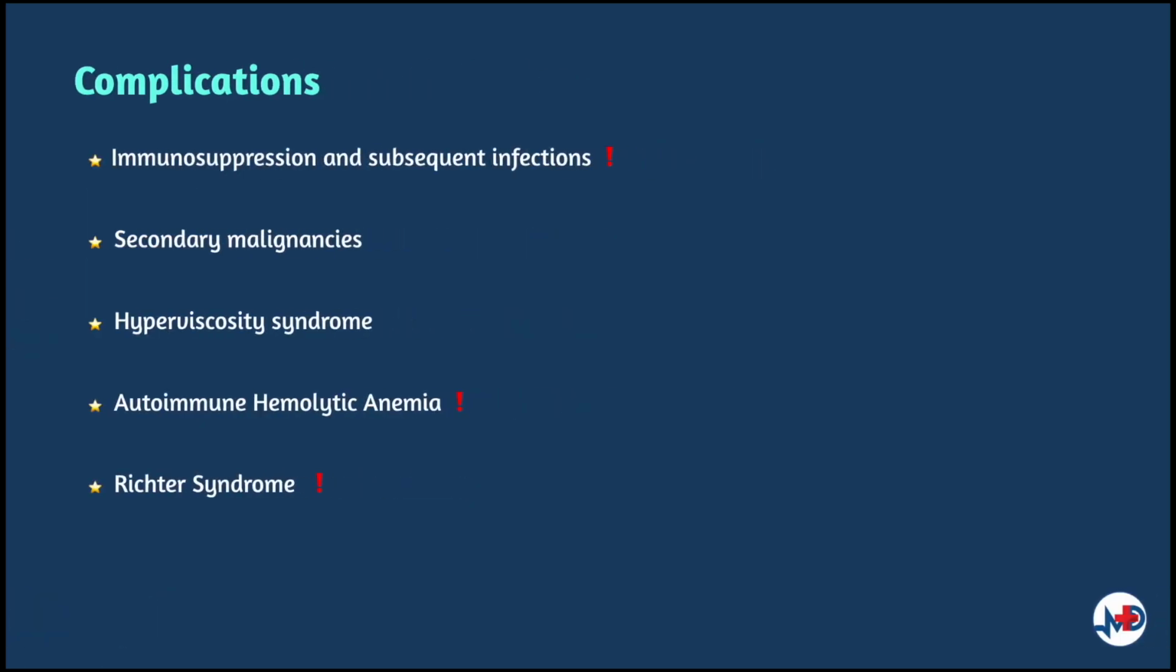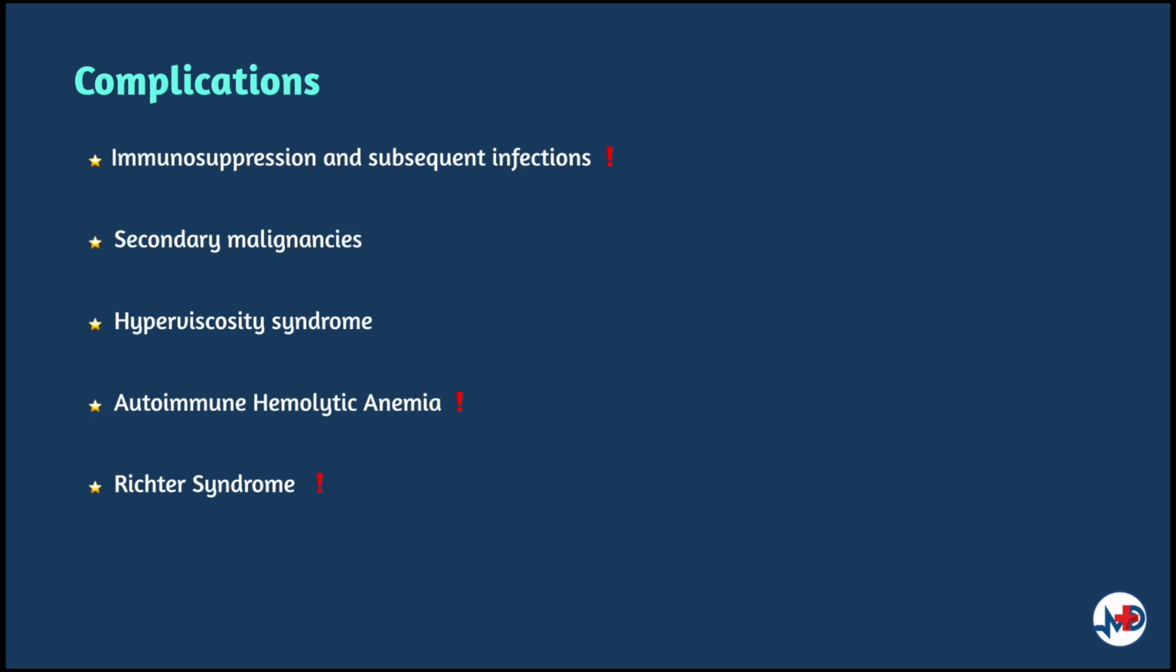Now, let's take a look at the complications. Infections when patients are immunosuppressed remain the most common cause of death in CLL patients. Others include secondary malignancies, hyperviscosity syndrome, and autoimmune hemolytic anemia, both the warm and cold agglutinin type.